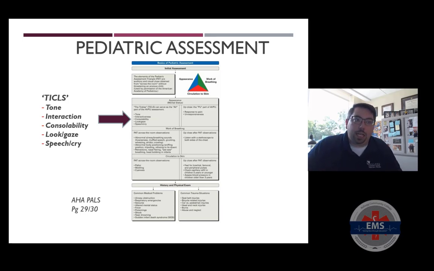That includes things like listening with the stethoscope to both sides of the chest, anterior and posterior. Circulation, we're going to look at their skin color. Again, that's going to help us determine the severity. And then up close, I'm feeling for pulses, brachial, femoral, peripheral pulses, and cap refill in children that are 5 years or younger. And then assess blood pressure in children that are 3 years and older.